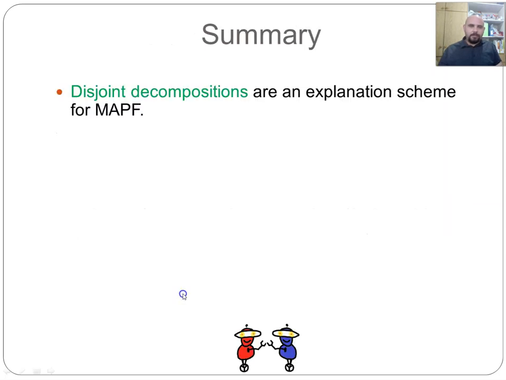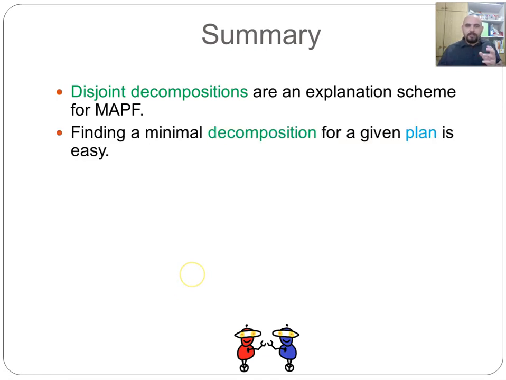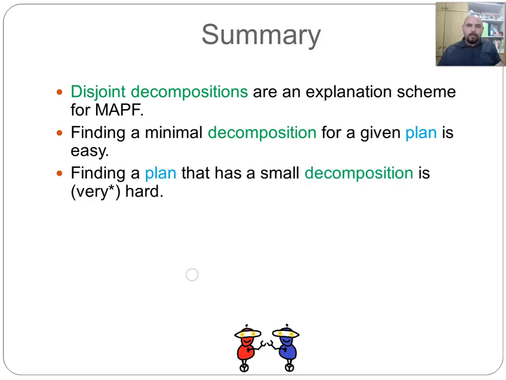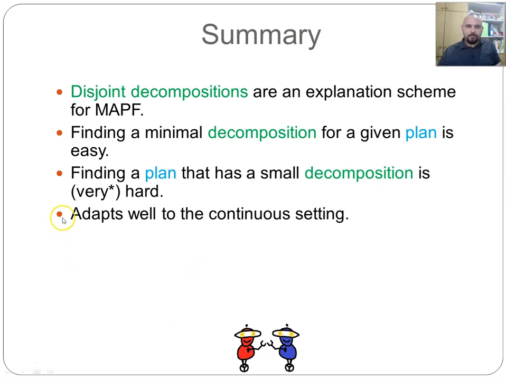Right, so to sum up, disjoint decompositions are an explanation scheme for multi-agent pathfinding. And finding a minimal decomposition for a given plan, that is a decomposition with a minimal number of segments for a given plan, is easy. But finding a plan that admits a small decomposition is very hard. And this adapts well to the continuous setting, supposing you've overcome this hardness.